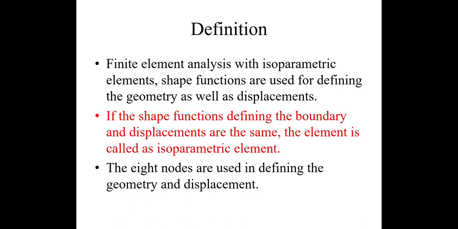Suppose a university asks for the definition of the isoparametric element, you can write the red color words. In finite element analysis, the isoparametric element: generally shape functions are used to define the geometry as well as displacement. If the shape function defines the geometry as well as displacement the same, then the element is called an isoparametric element.